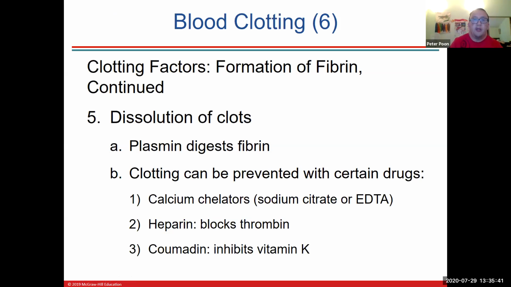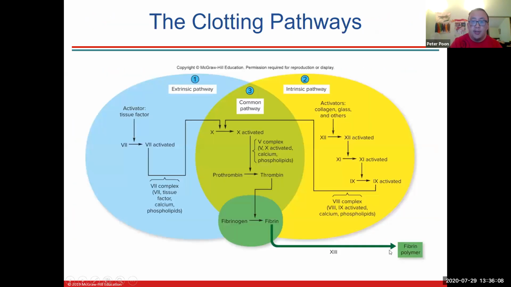After you finish clotting, plasmin digests fibrin. Clotting can be prevented with certain drugs. Calcium chelators work, heparin blocks thrombin, and Coumadin, also known as warfarin, inhibits vitamin K. Vitamin K is necessary for a lot of this response right here.